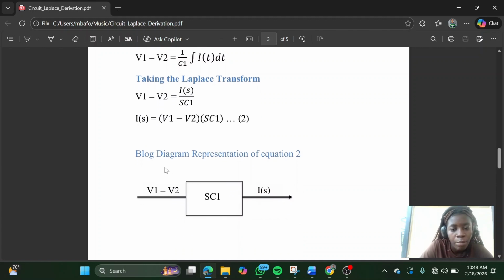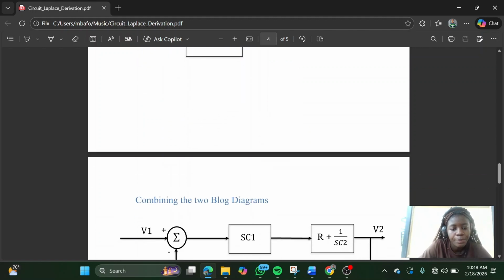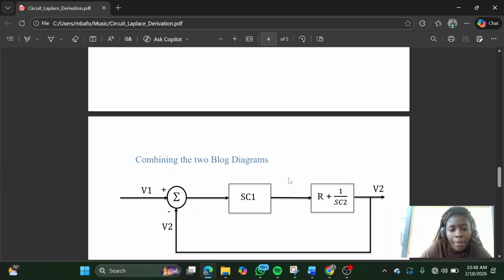Okay, so right now our block representation is going to be V1 minus V2, which is representing our input, and I of S representing our output. Then SC1 representing our gain. So right now we combine the two blocks.